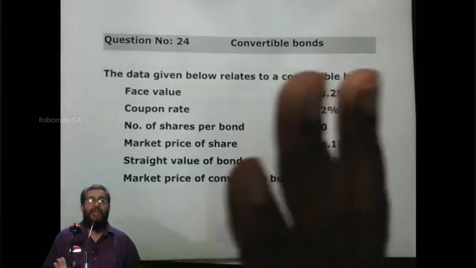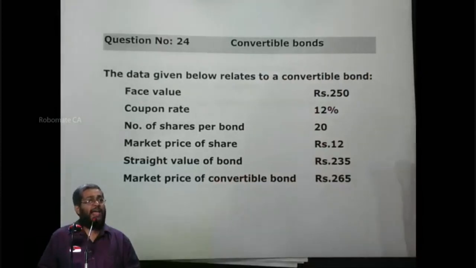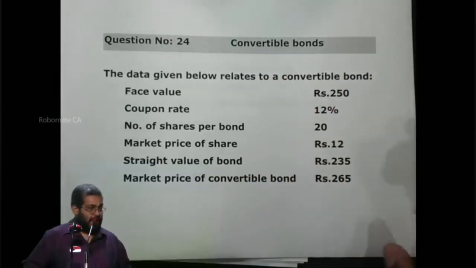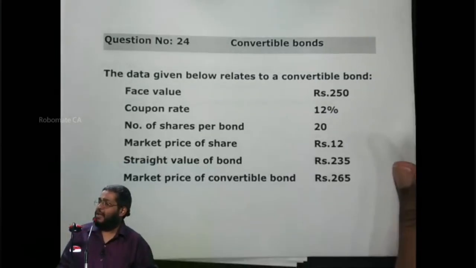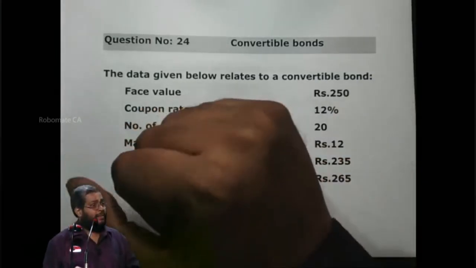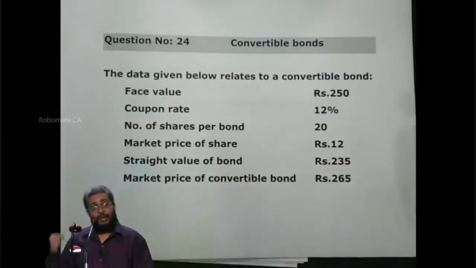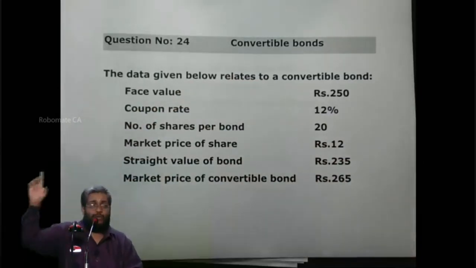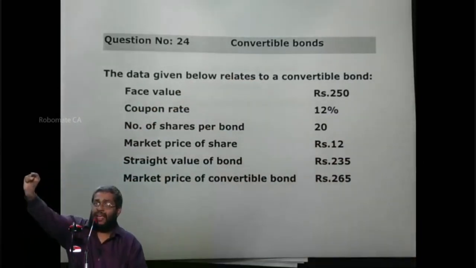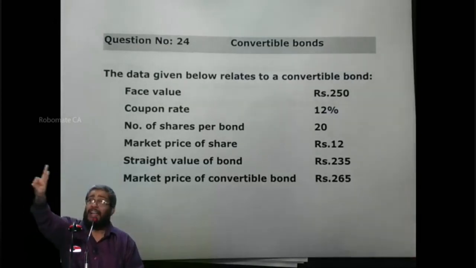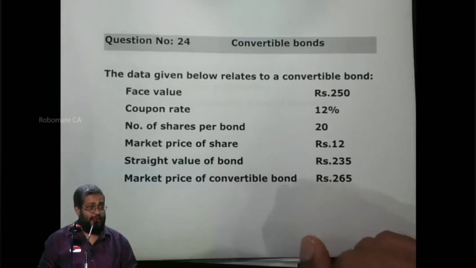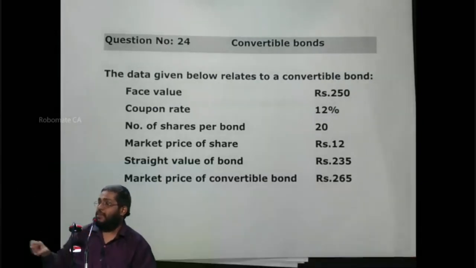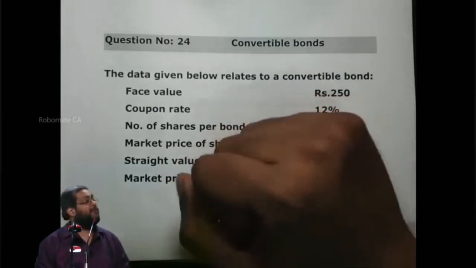Now listen here. Very simple. I want to buy a share of this company. How many ways can I buy the share of this company? Two ways. Either by buying the share directly or buying the share through what? The convertible bond route. In the stock exchange, I can see both trading. The company share is trading at 12 rupees and the company's convertible bond is trading at how much? 265 rupees. Are you following or not?